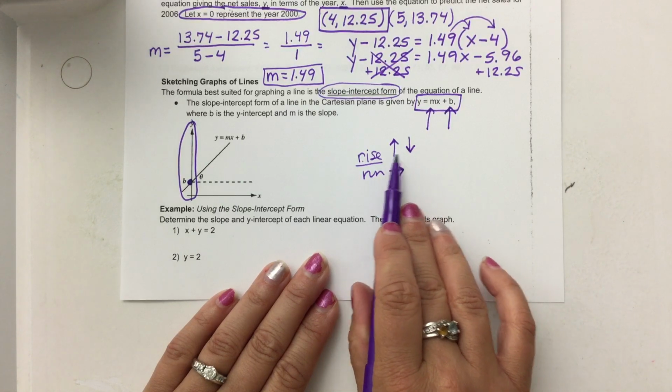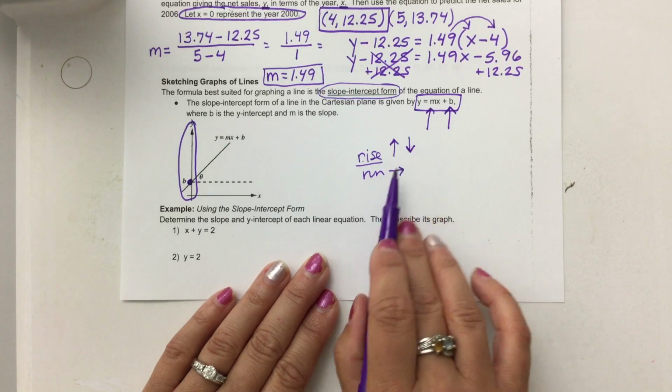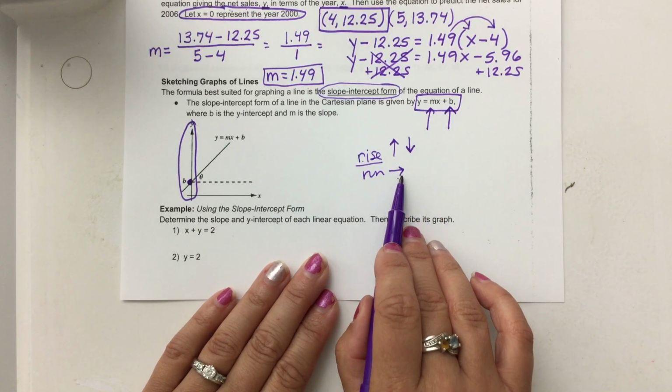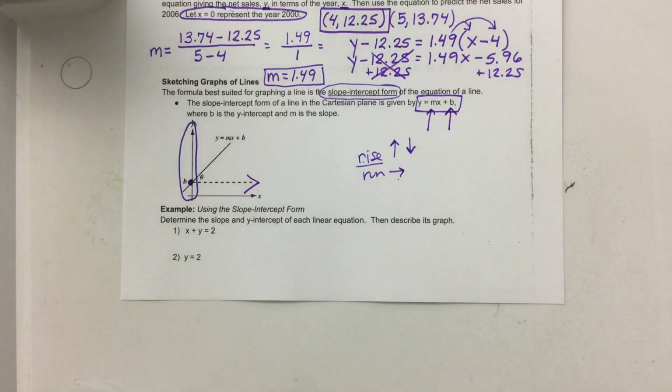This is what we talked about right away at the beginning of class today. You can travel vertically up or down, but running, you can only go from left to right, meaning you have to travel in the right direction. You can only go this way.